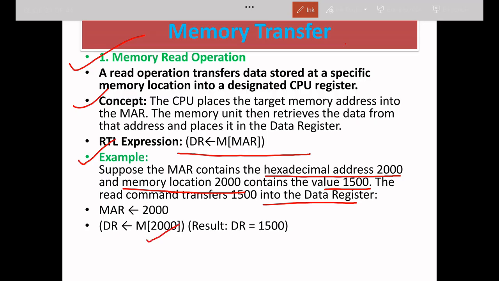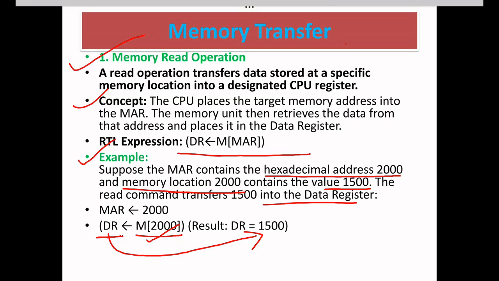So you can see what I am writing, M2000. Okay, so I transfer this to DR, meaning a data register. So what is the meaning of this? The DR is containing the 1500. The meaning is this, very important, very simple actually. So what is the meaning of 2000? That is the location actually. Okay, that is the location.